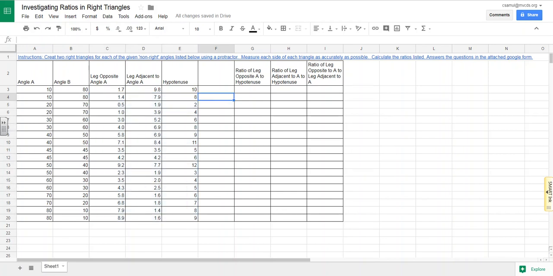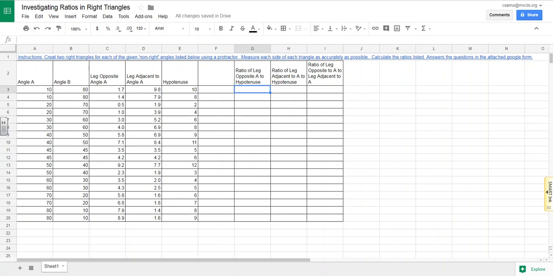Okay. It's important that you measure them accurately, because when we look at a graph later, the graph should be the same as mine if you do it right, so you can check your accuracy of your measurements that way. And the graph is going to be comparing several ratios. We're going to look at the ratio of the leg opposite angle A with the hypotenuse, and compare that with the ratio of the leg adjacent A to the hypotenuse, in a graph.